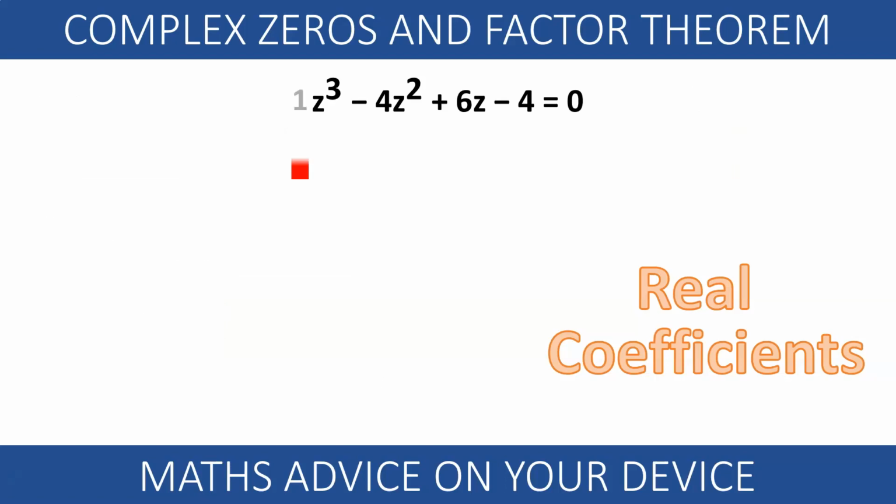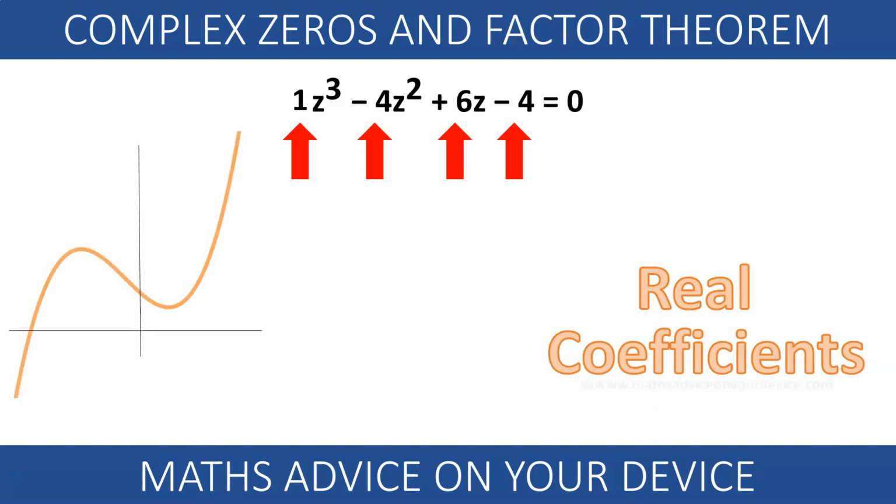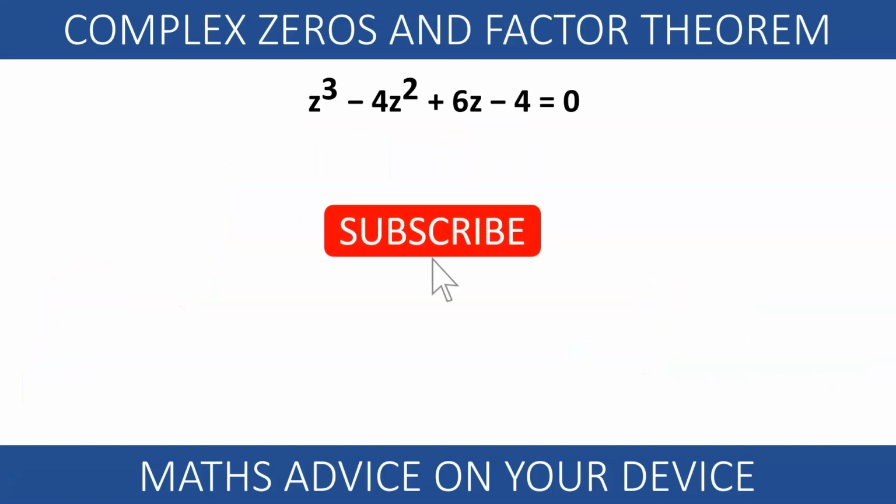Our cubic equation is a positive polynomial with all coefficients real, so it will always cross the x-axis at least once. We are going to use the factor theorem to find this real solution. We are going to divide our cubic by the factor z minus x to obtain the remaining quadratic. We will use the quadratic formula to find the other two solutions. Stop the video here and see whether you can guess the real solution of our cubic.